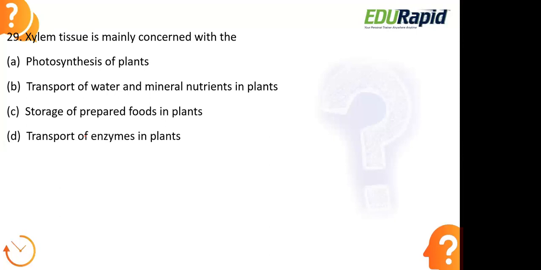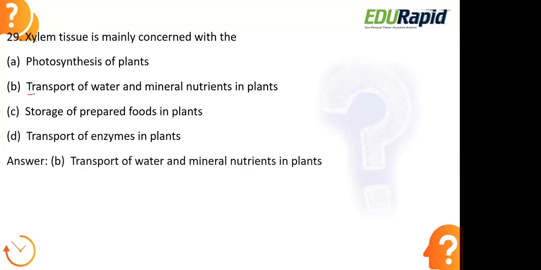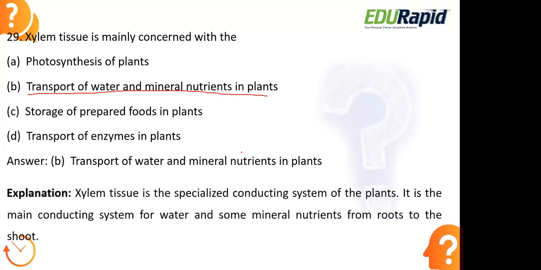Okay, let us look at the right answer. The right answer is option B. Xylem is one of the vascular tissues present in plants. Xylem and phloem, these two are the vascular tissues, vascular bundles, which are present in plants. And these two are responsible for transport of water as well as food.